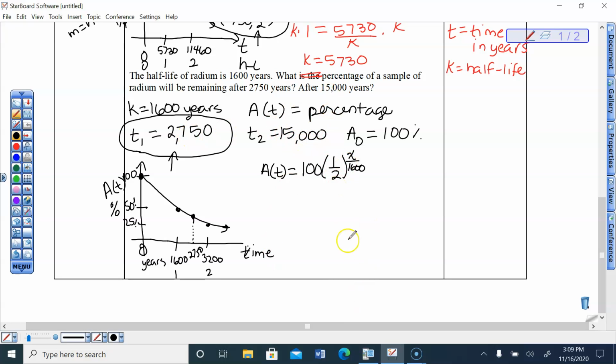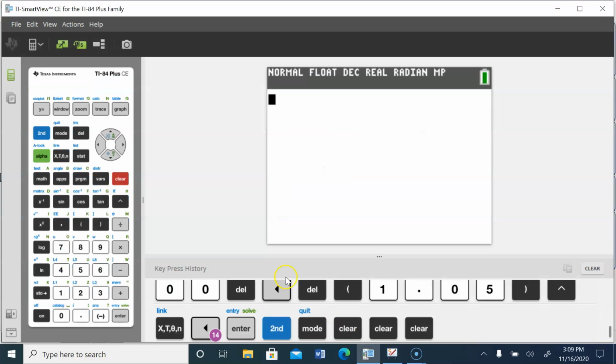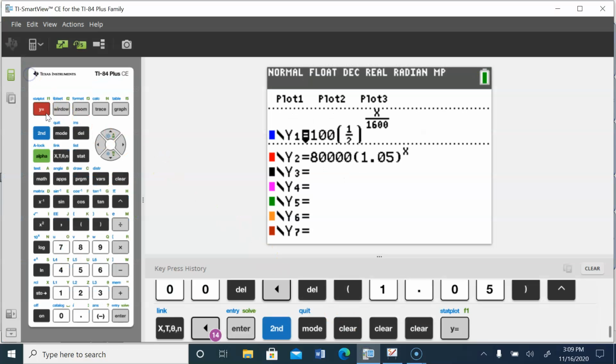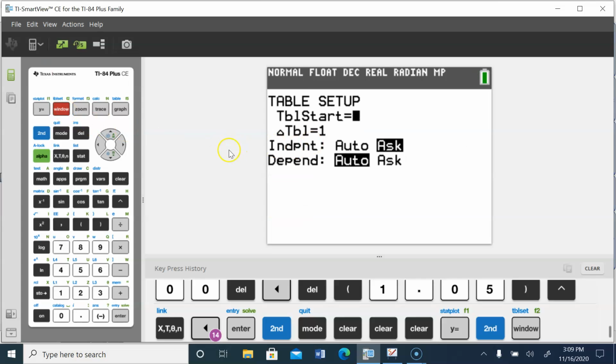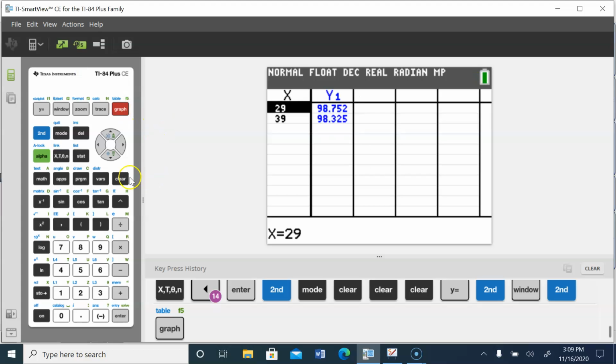So let me pull up my graphing calculator here, and I'm going to go to my y equals, and you can see that I already have it typed in. 100 times 1 half to the x over 1600. Let's just make sure that your table settings are set so that your independent variable is on ask, because we'd like to plug in the x's that we want to look at. Now instead of looking at the graph, we want to look at the table. So we're going to grab the second function of the graph and get the table. We'll clear this out. Let me delete here.